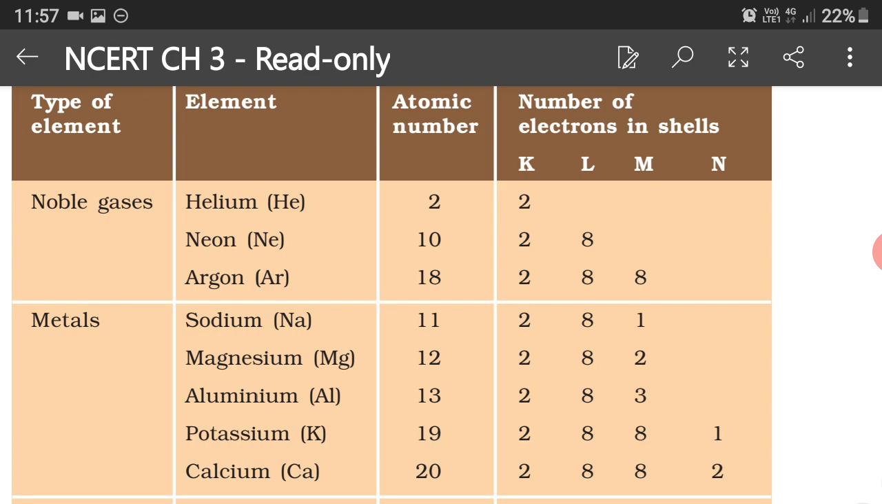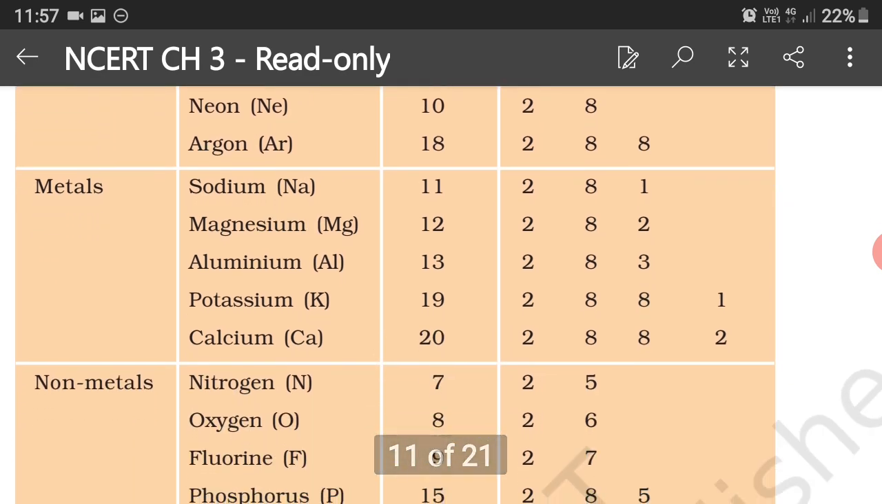Similarly, metals like sodium, magnesium, aluminium, potassium, which we have discussed previously, and non-metals like nitrogen, oxygen, fluorine, phosphorus, also try to accommodate 8 electrons in their outermost shell by either losing electrons or gaining electrons, and this combining capacity of an atom is known as valency. How do we find the valency? By subtracting.